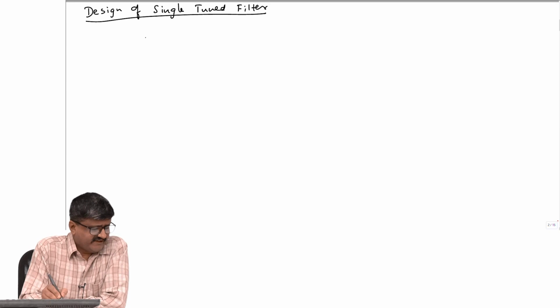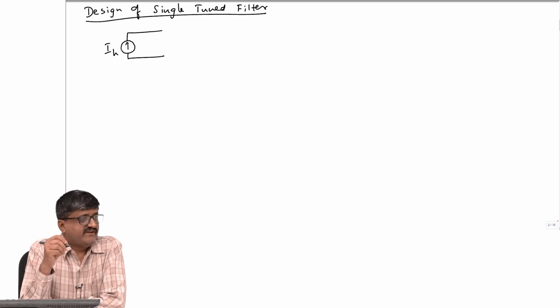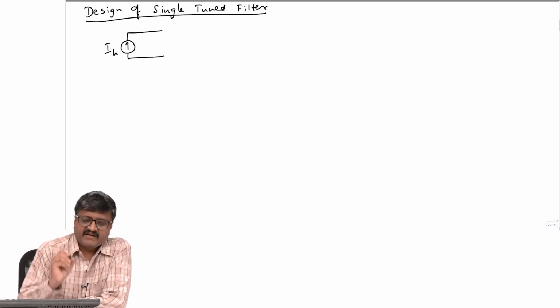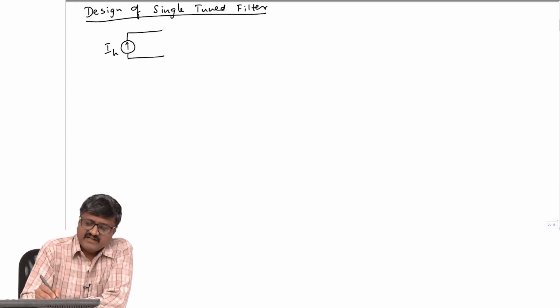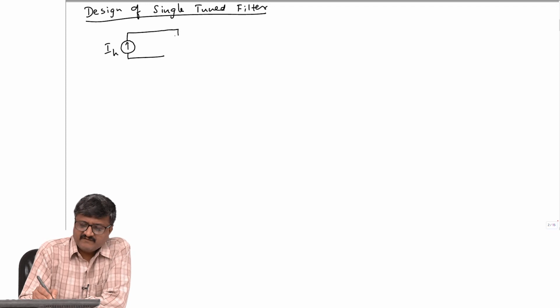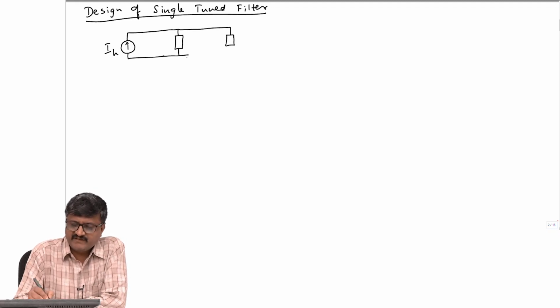So, the model considered here is, for the converter, we just take the harmonic frequency which has to be minimized. So, the harmonic is in the current. The converter is represented by a current source IH. Then there is a filter, which is represented by an admittance, and there is the external network. This network is the network on the AC side.